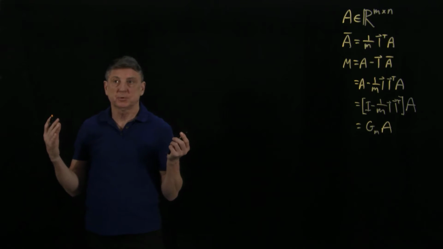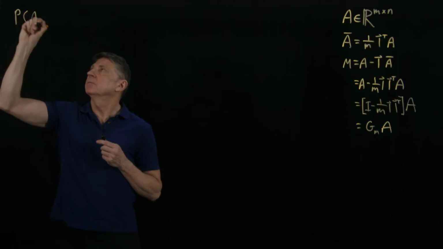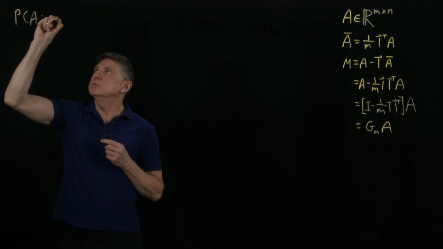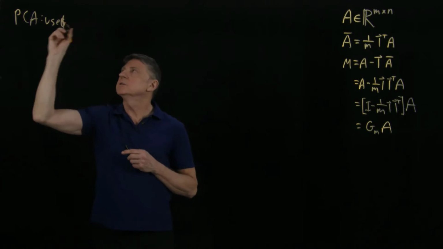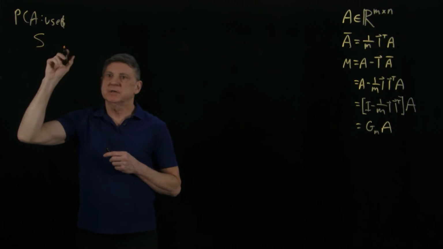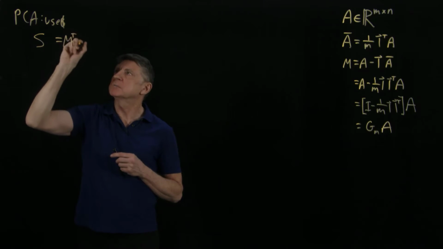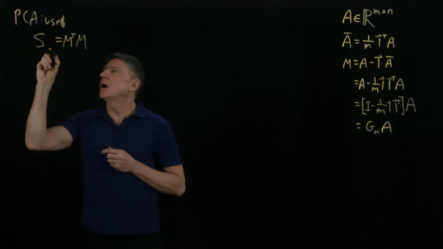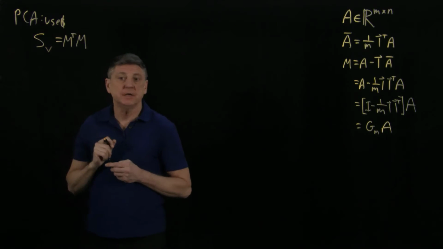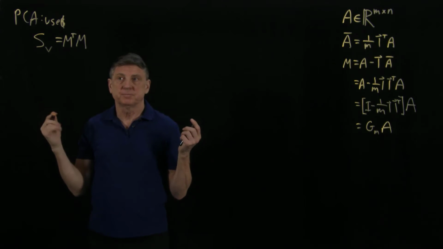and now let's revisit principal components analysis. So in PCA, we used a scatter matrix, and we wrote that as M transpose M. And I'm going to have two scatter matrices in this session. So I'm going to put a subscript of V. We can think of that, for now, as variables.